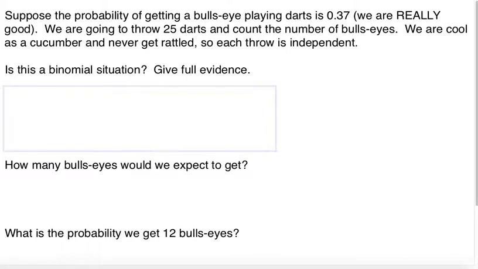You have received a packet and you're going to follow through with the video and writing in your packet. And then when you get done with the video, you can work on homework 7.